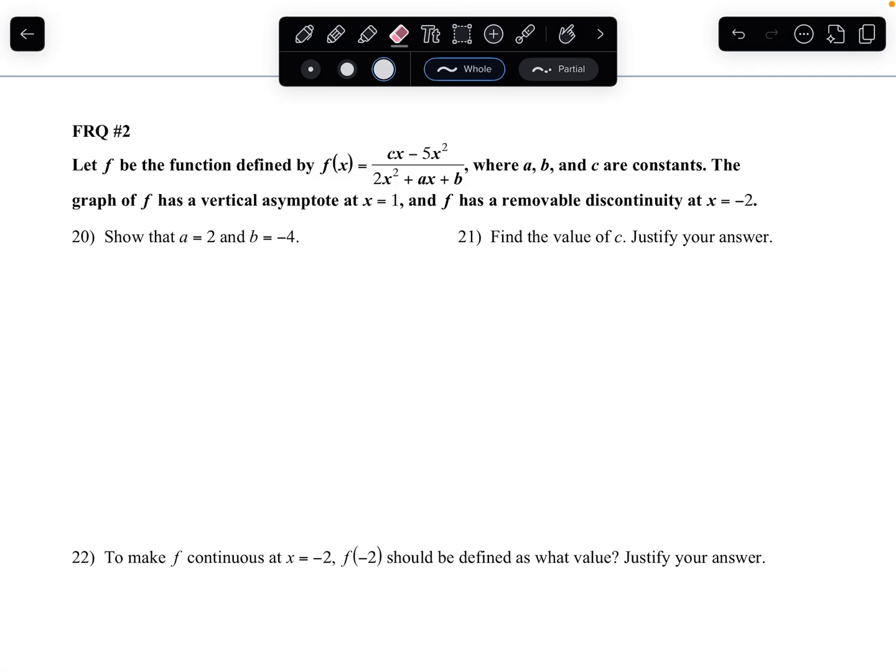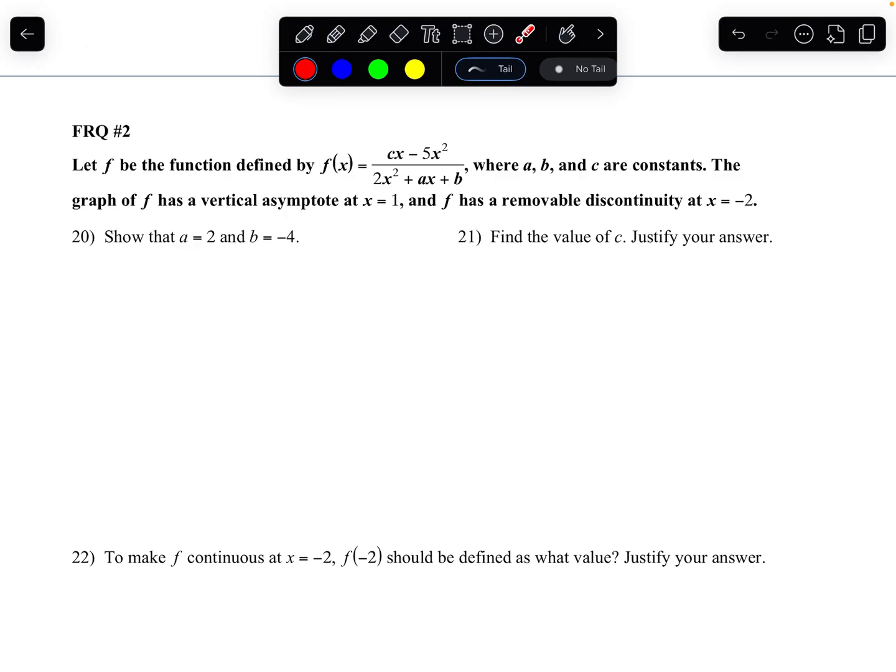Okay, this is for FRQ number 2. So we have a function f that's defined here. We have a couple of different constants here. A, B, and C are constants. The graph of f has vertical asymptotes at x equals 1, and f has a removable discontinuity at x equals negative 2. Show that a is equal to 2 and b is equal to negative 4.